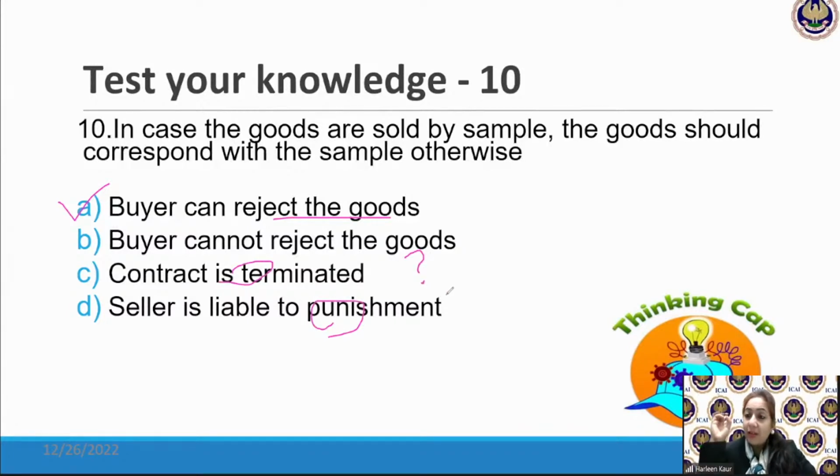What is the actual right? Once the breach of implied condition has happened, you can simply cancel the contract and you return the goods and claim your money. That's it. All right.